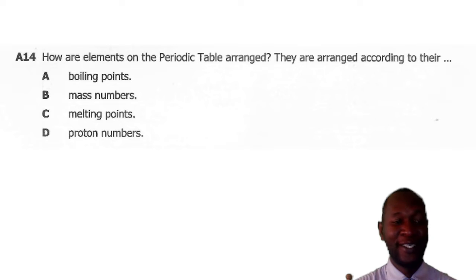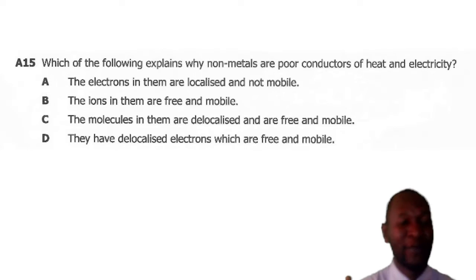A14. How are elements on the periodic table arranged? They are arranged according to their proton numbers. So the correct answer is D. They are arranged according to increase in their proton numbers.